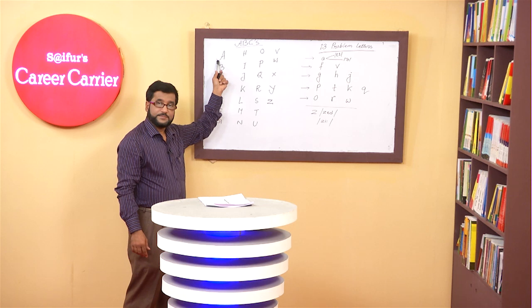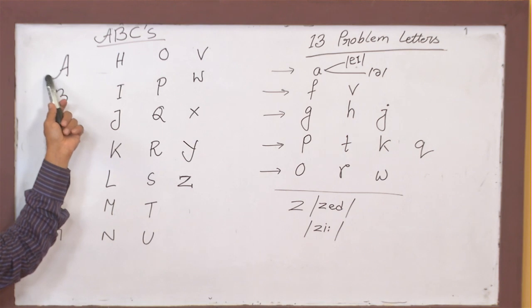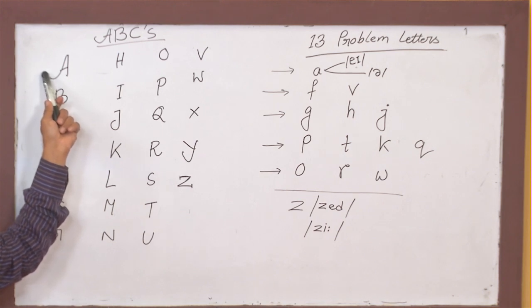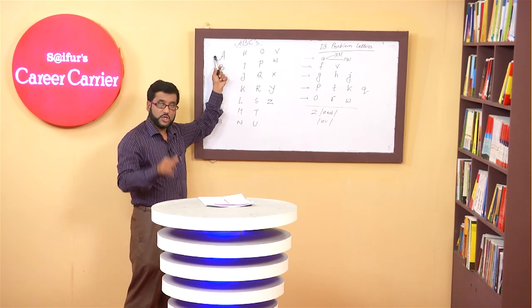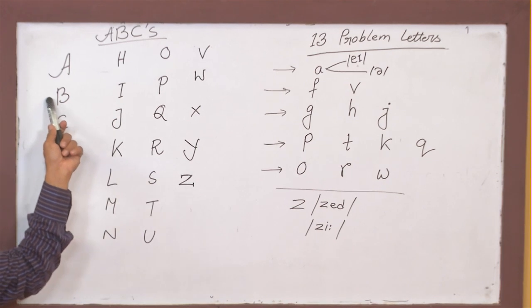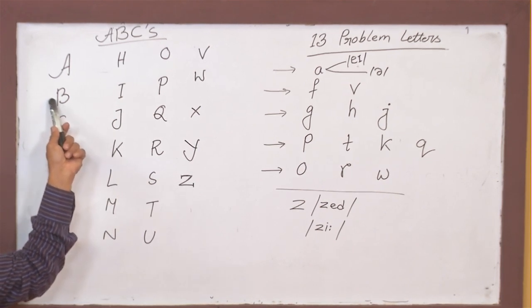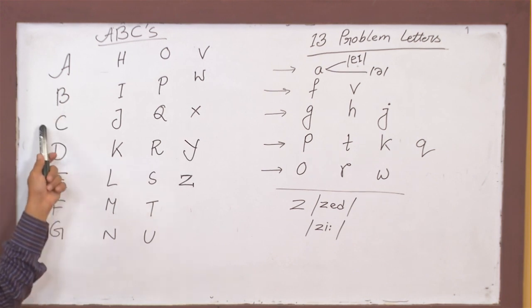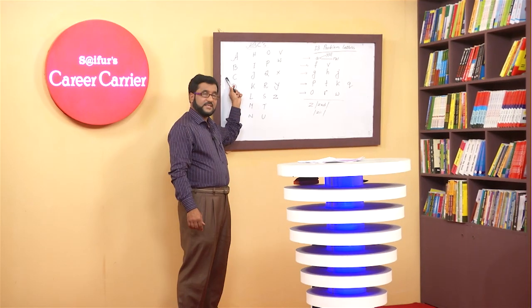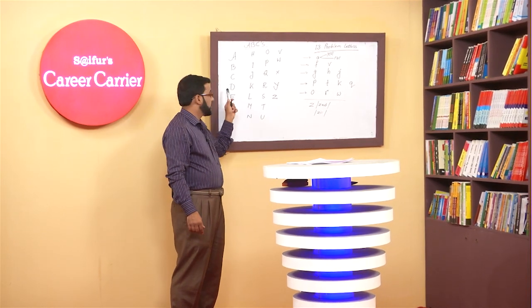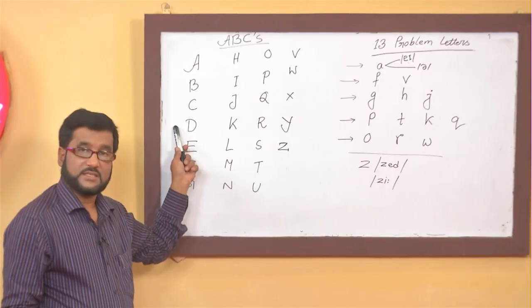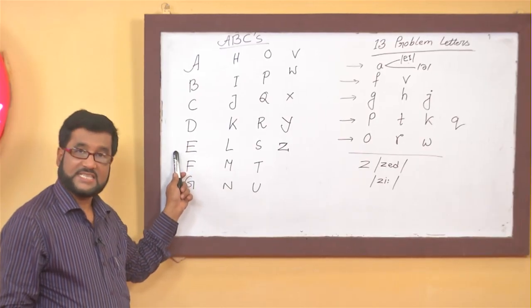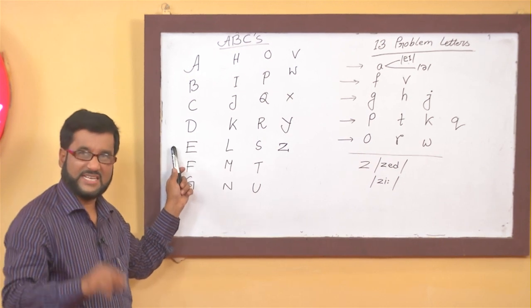The first letter, A. Not A, but A. A. Good. B. B. The next one. C. C. The next one. D. D. E. E. A bit smiling. E.